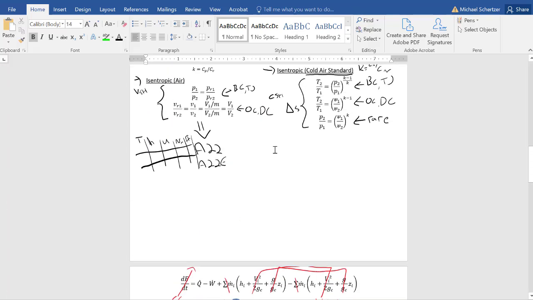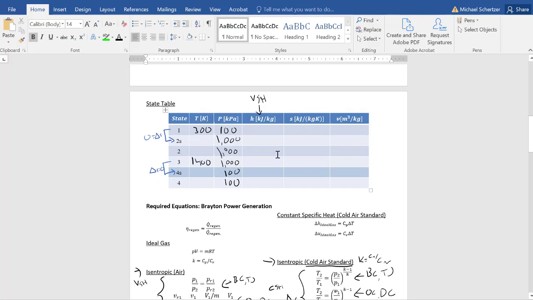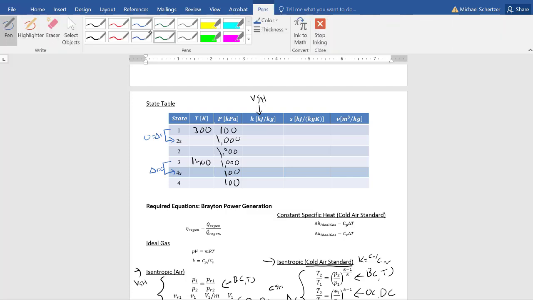So here, if we're doing constant specific heat, all we need, sorry about this, so if it's constant specific heat, all I need are the temperatures and the pressures. I don't care about the rest of this, right? So I can just draw a line through all this other stuff. I don't care about it, right?